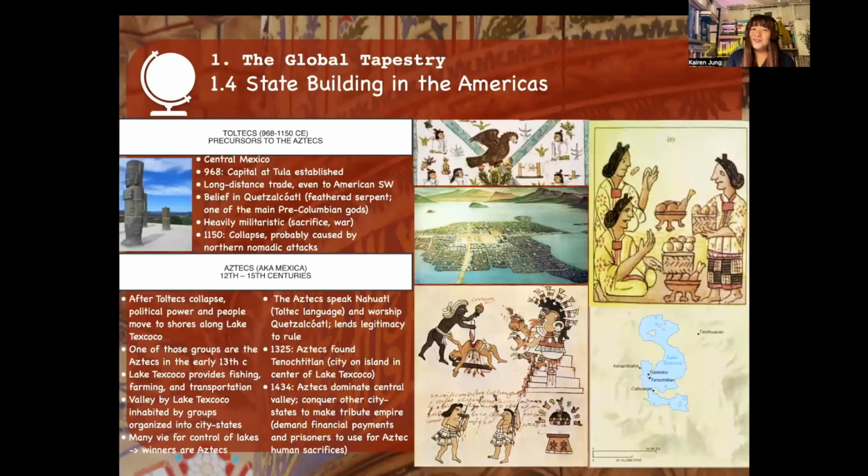First, let's look at the Toltecs from 968 to 1150 CE. They were the precursors to the Aztecs. They were located in central Mexico. In 968, the capital at Tula was established, and there was a lot of long-distance trade, even to the American Southwest. They believed in Quetzalcoatl, who was the feathered serpent, and he was one of the main pre-Columbian gods. You see a lot of mention of him in the texts pertaining to this particular time period in this area.